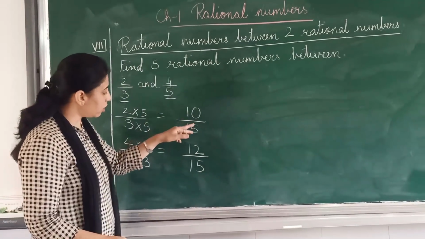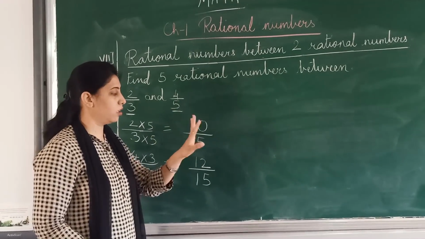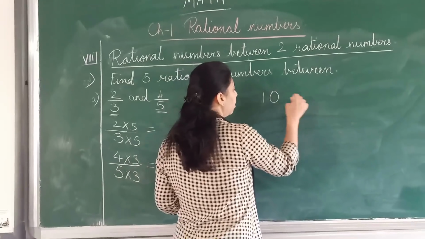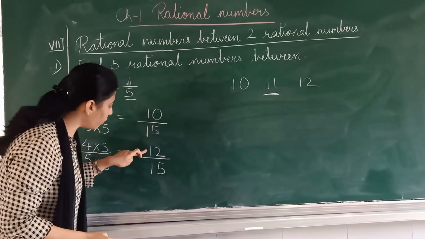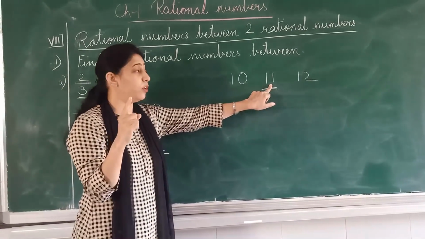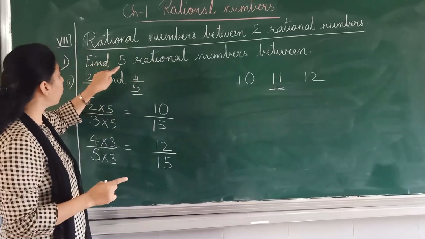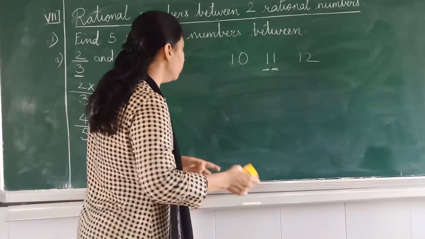Now list the rational numbers between 10 and 12. 10, 11, 12. Again I am telling you, 10, 11 and 12. So between 10 and 12, we are getting only one rational number. But we don't want one rational number, we want 5 rational numbers. So one more step you are going to do.